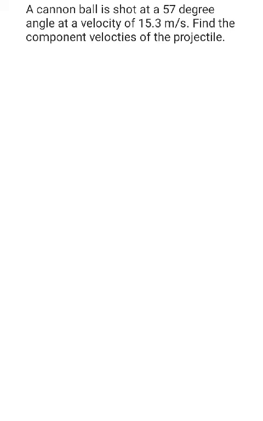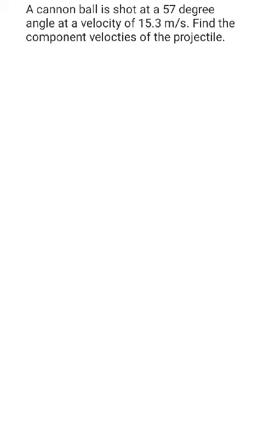So, the question says we have a cannonball that is shot at a 57-degree angle at a velocity of 15.3 meters per second. So, 57-degree angle and 15.3 meters per second. Find the component velocities of the projectile.